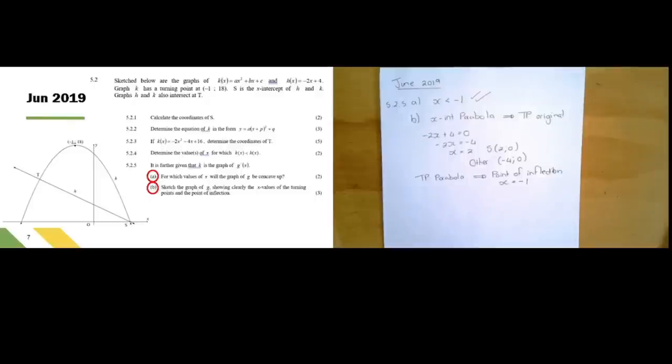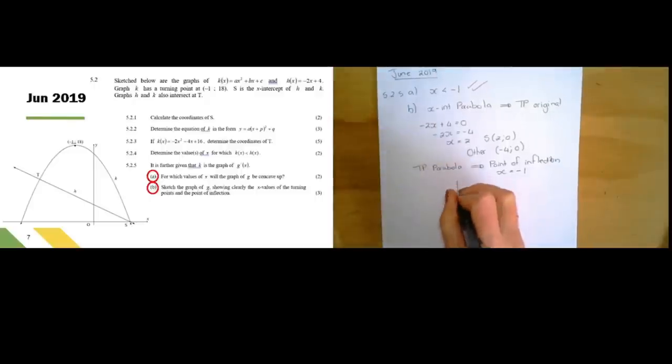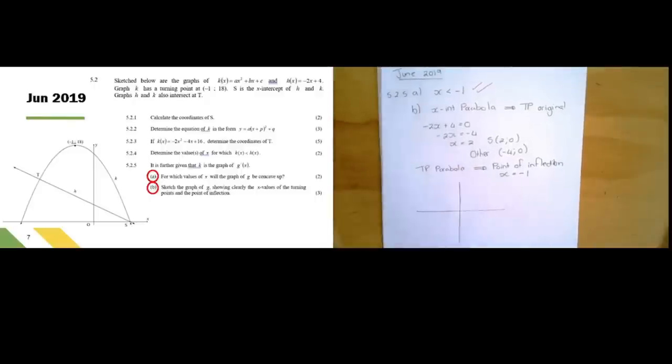So now I've got to go draw this. This is all the information I have. Let's go decide what my shape would be. What is the a value? If you go look at this parabola, it's a sad parabola. Would the a value have been positive or negative? The a value would have been negative. So I know the shape would have to look like that.